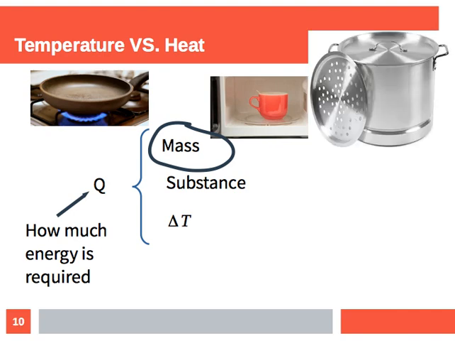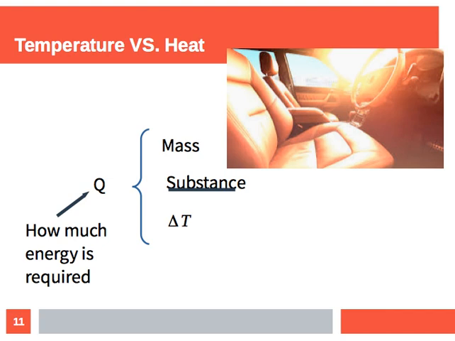For example, it's not the same to heat up a coffee cup like here as using one of those bigger containers with water. If you use a huge pot like this one and you fill it up with water, you're going to need more energy to heat up this huge pot than this small coffee cup. Okay, so you need to know how much mass you have in order to know how much energy you require. And of course, we need to know the substance.